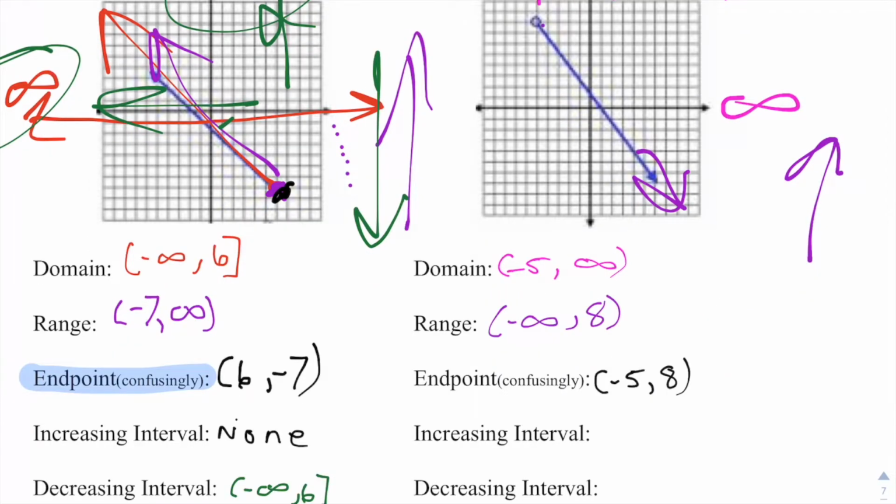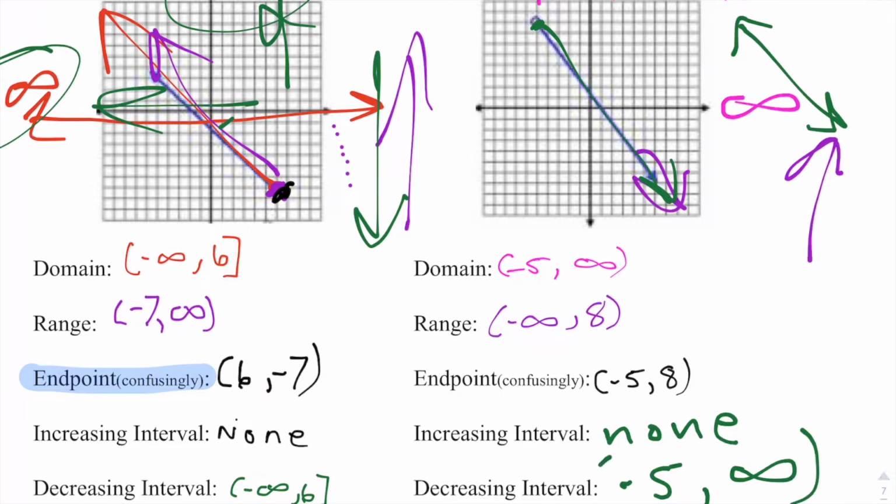And again, this ray is decreasing because it is slanted like this. Okay, and we learned that back in Tier 1. So we do not have an increasing interval, so we would just write none. And then our decreasing interval starts at the x value, -5, right here, and goes on forever. So it ends at infinity. So it's the same as our domain.